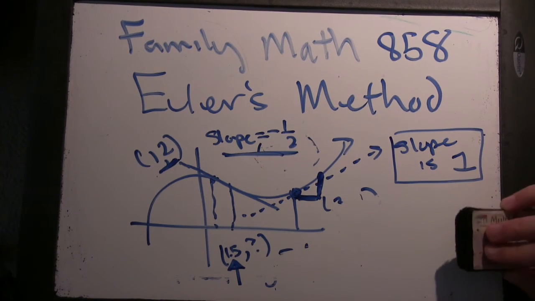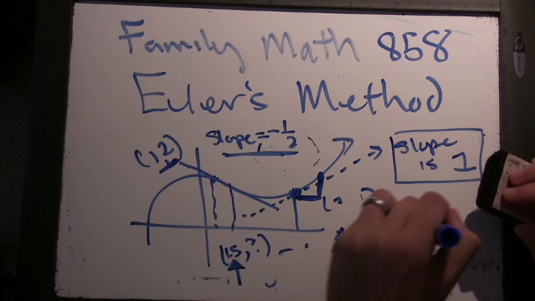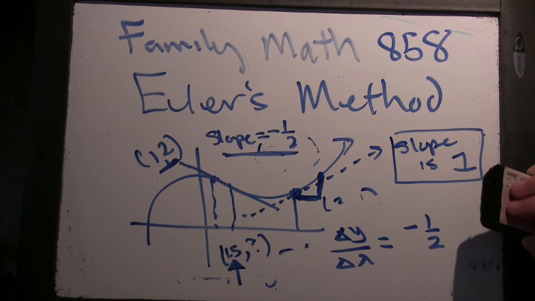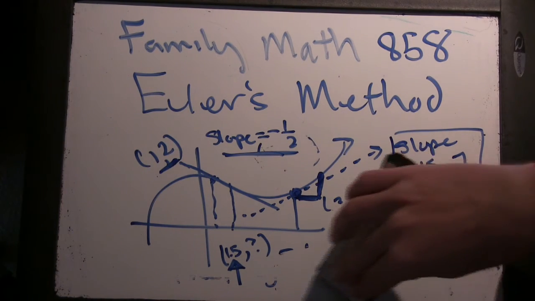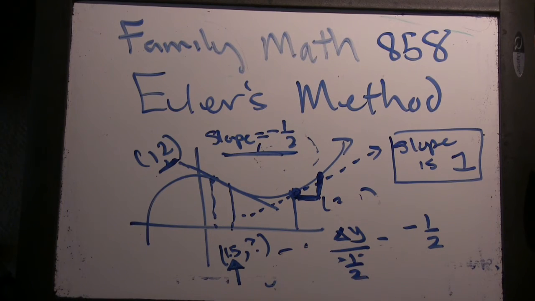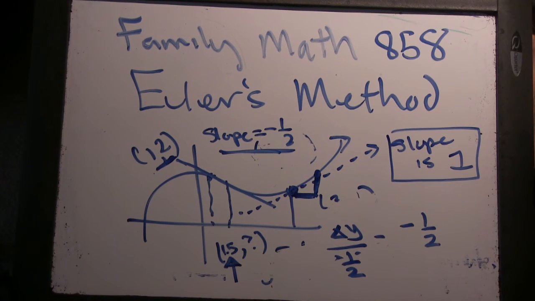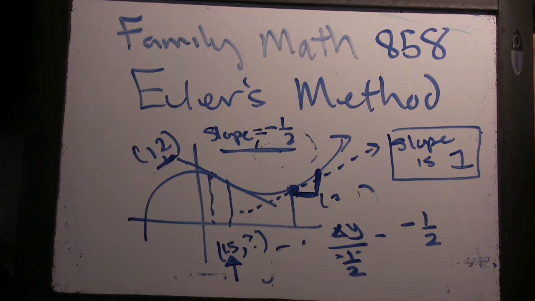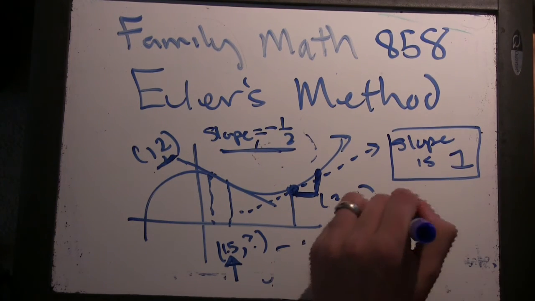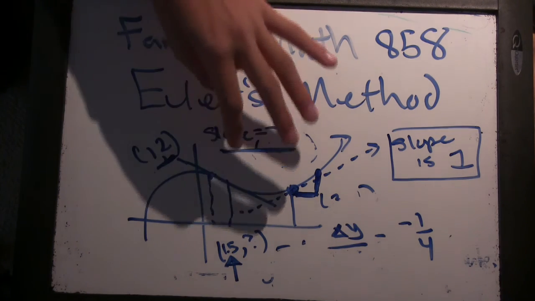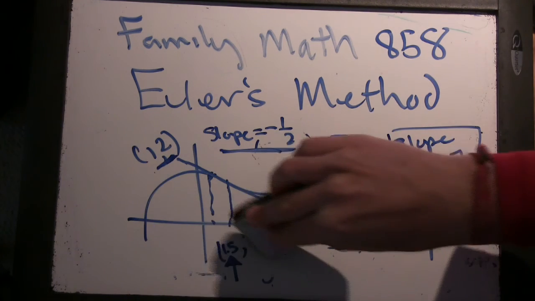So you know change in y over change in x is -1/2. In this case you know what the change in x is, because that's 1/2. So change in y over 1/2 is -1/2. So the change in y is -1/4. Does this make sense? Yeah. So the y value at this point would be 1.75. Very good.